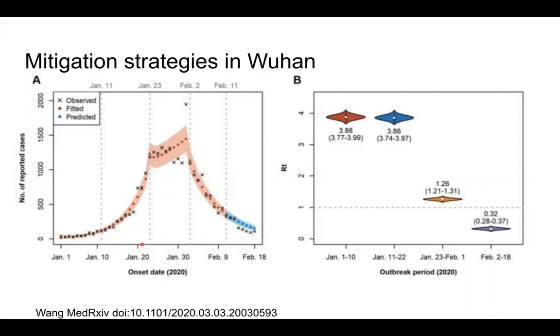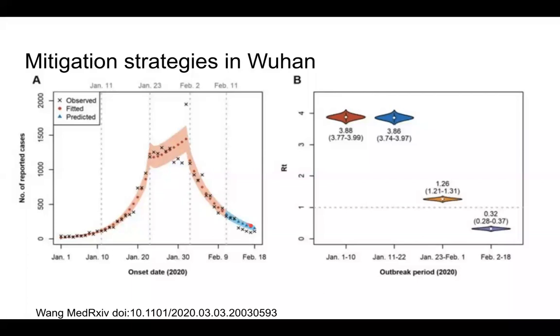During the third time period, which is January 23rd to February 2nd, there was mandatory social distancing, travel restrictions, public transport suspension, and closing of businesses. And finally, during the last period, February 2nd to February 18th, there was the addition of centralized quarantine in hotels, field hospitals, and central hospitals for all suspected and confirmed cases.